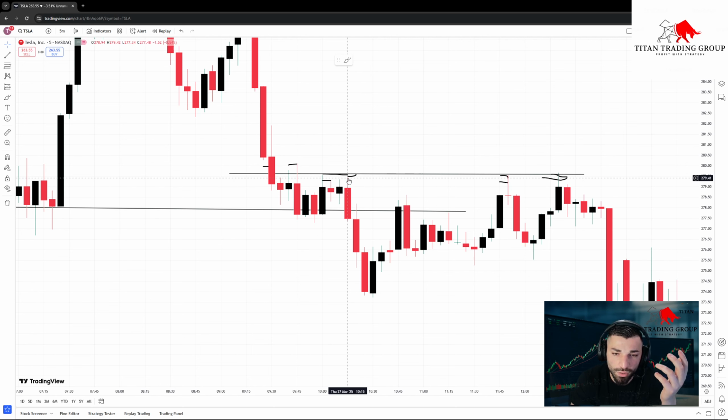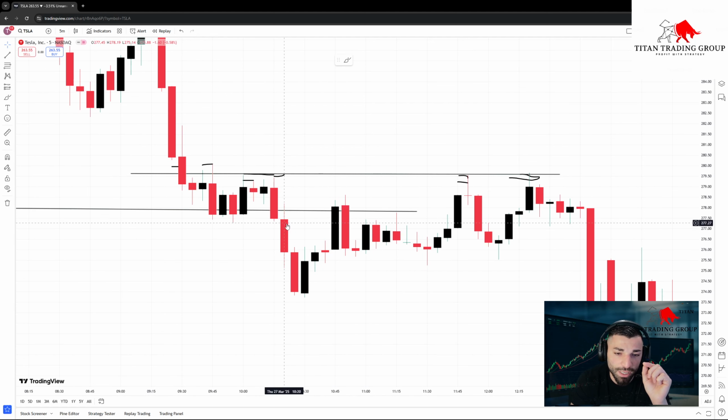We failed the resistance area and broke support. As the candle closes below support, now support becomes resistance. And as you guys can see here, I'm going to get a little closer. This 5-minute tried to go back above. The buyers tried to bring this back above the support area, but they couldn't. There were too many sellers. Then we see a clear downtrend once we broke this level.